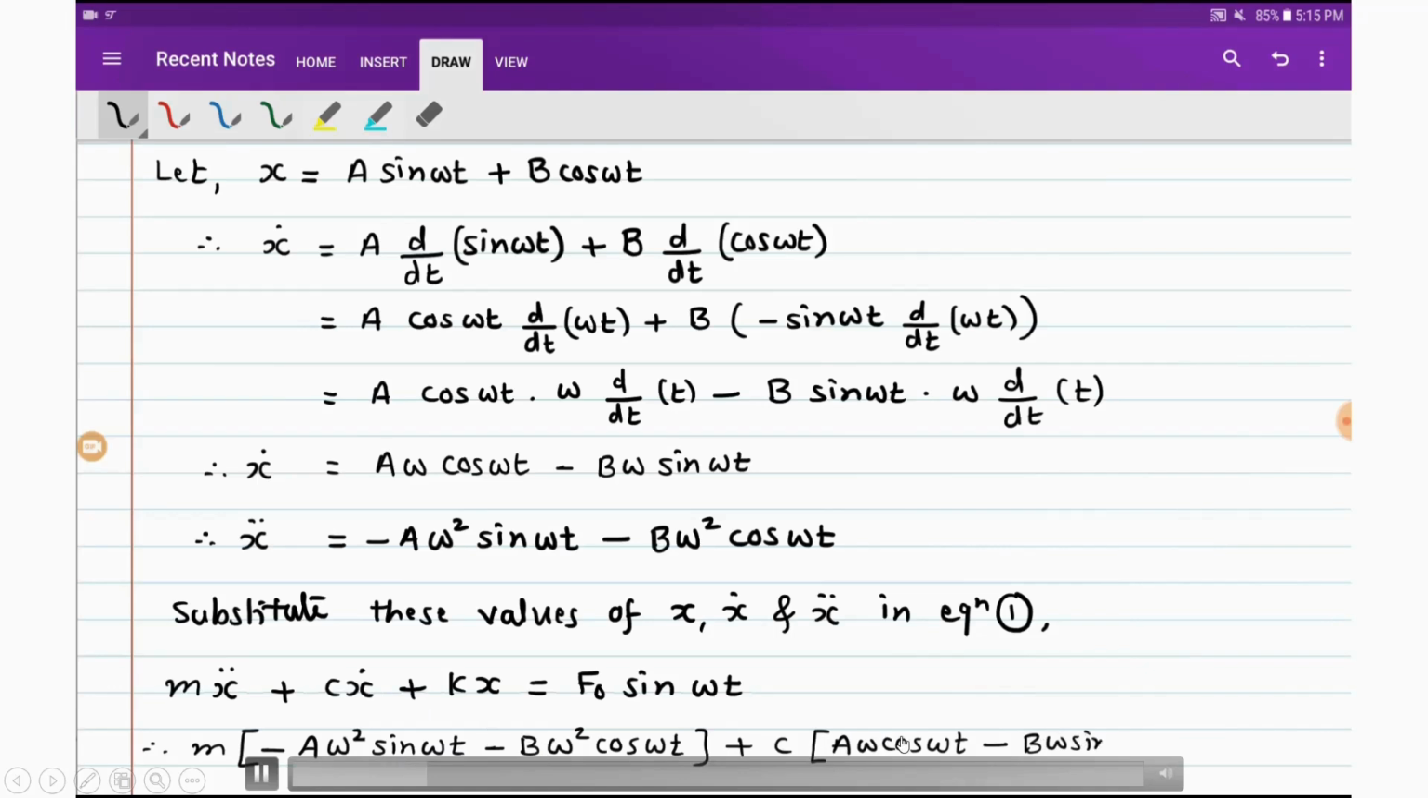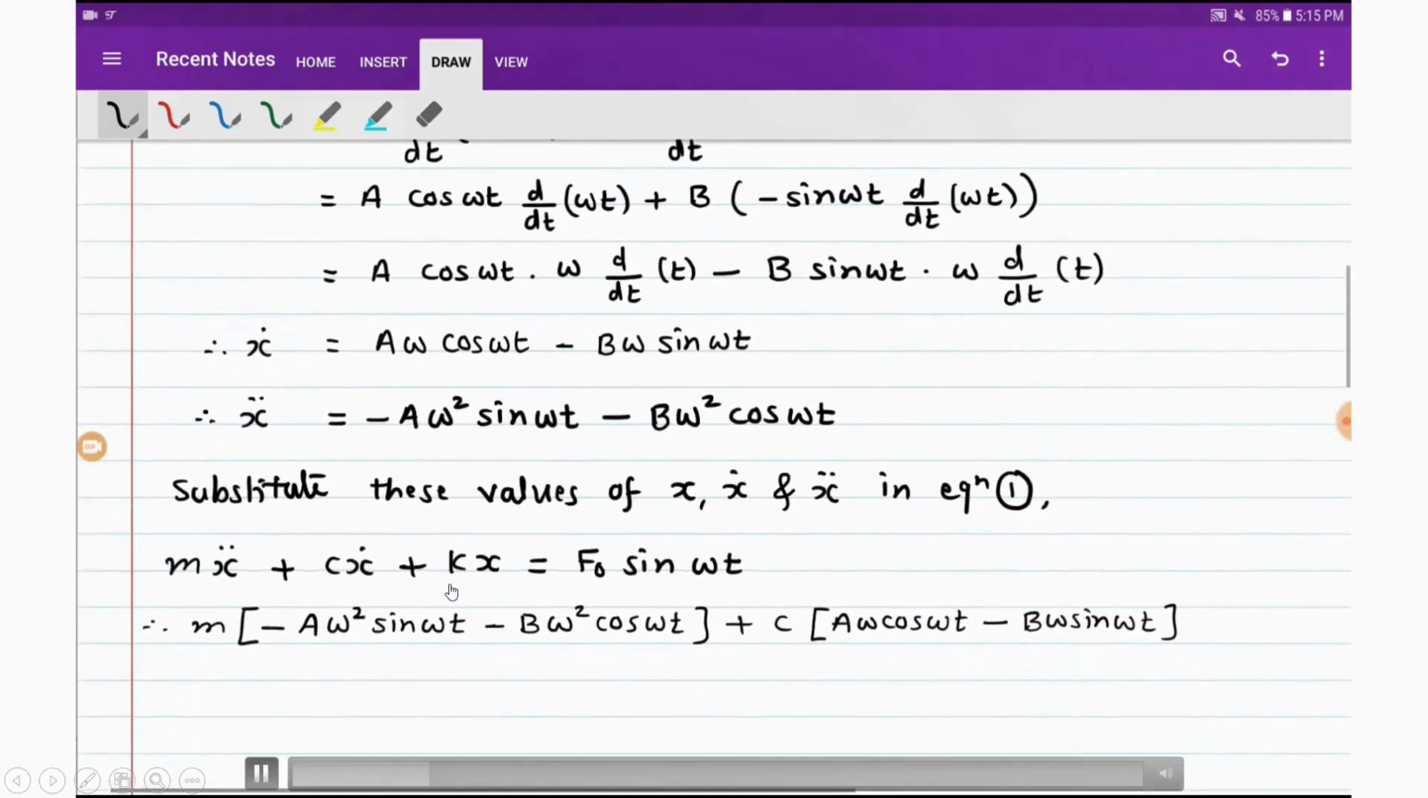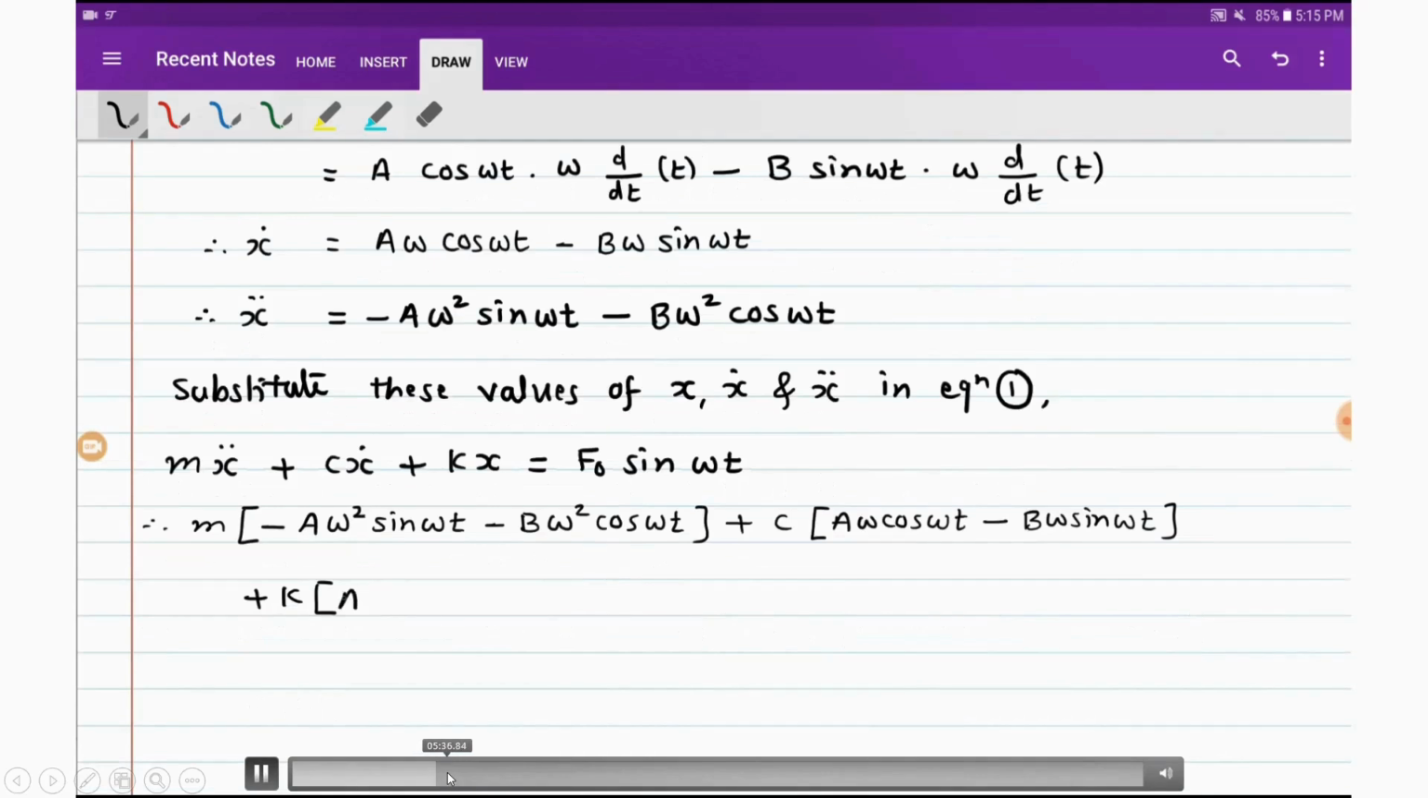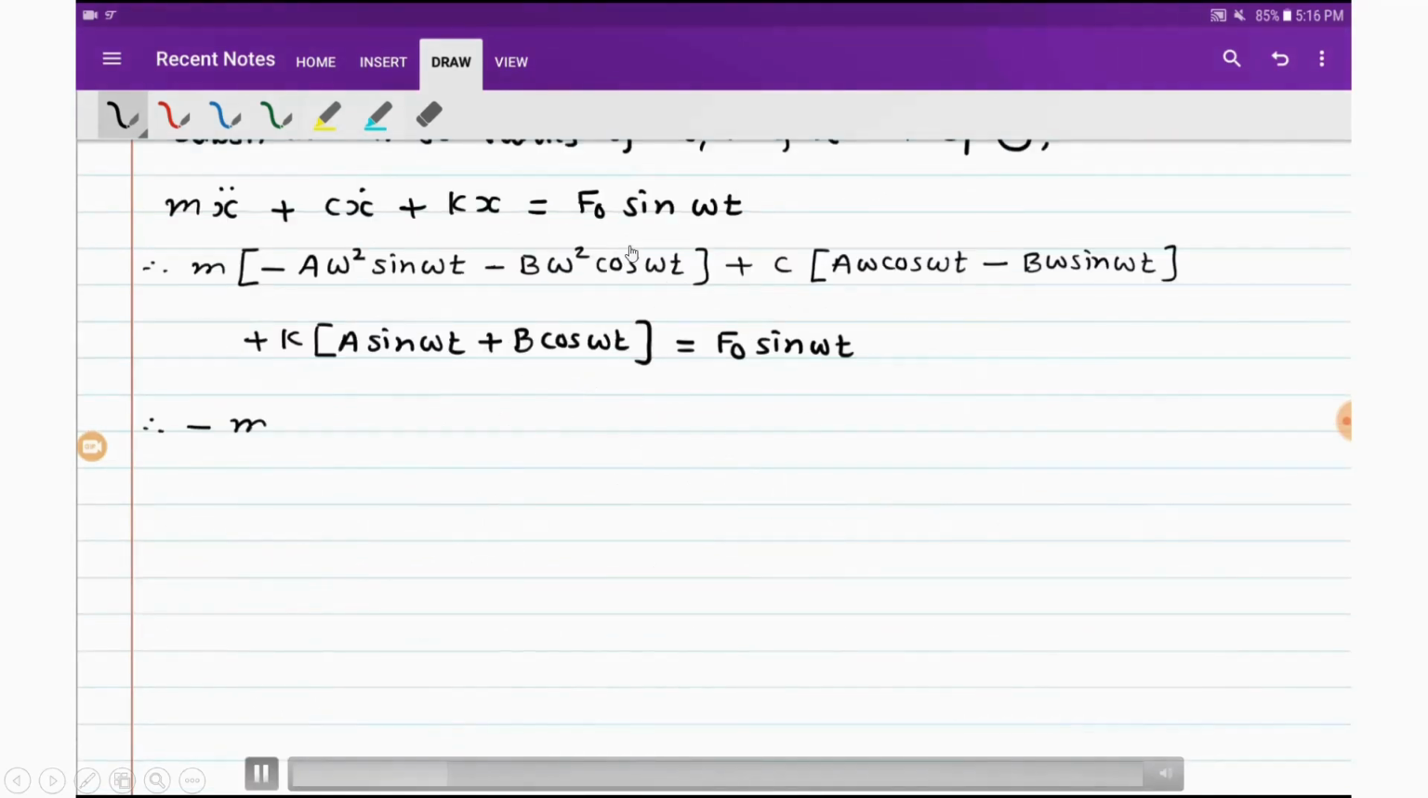x dot is a omega cos omega t minus b omega sine omega t, plus k x, where x is a sine omega t plus b cos omega t, is equal to f0 sine omega t. So we have substituted the values of x double dot, x dot and x. Now multiply by m inside the bracket.